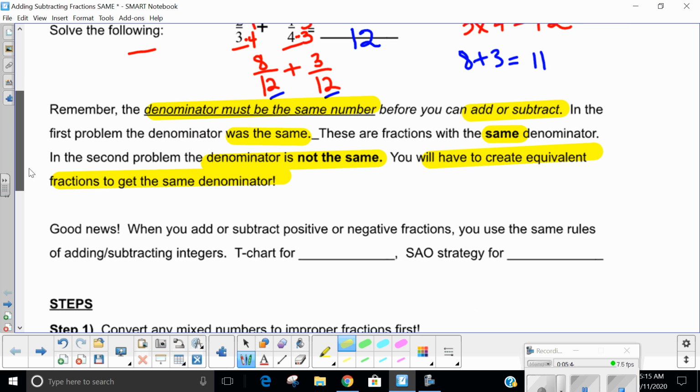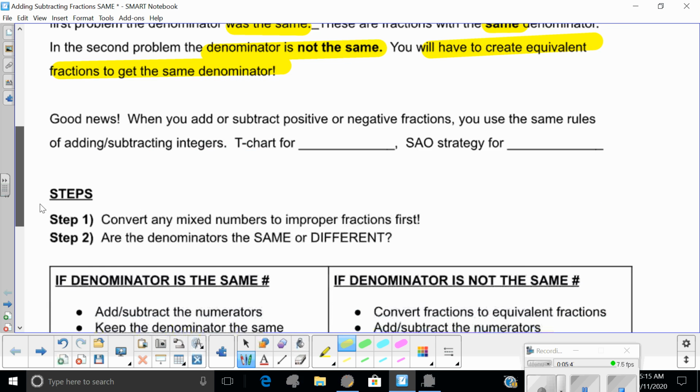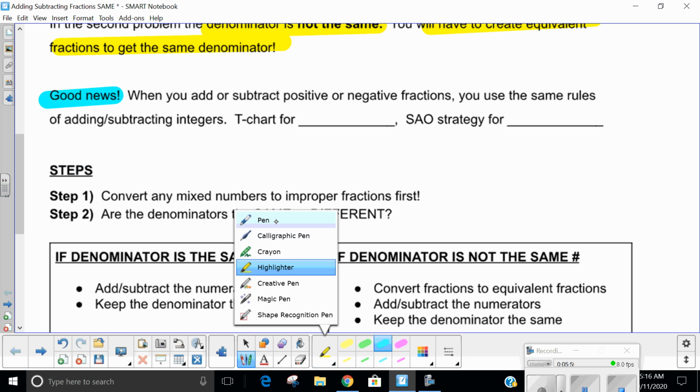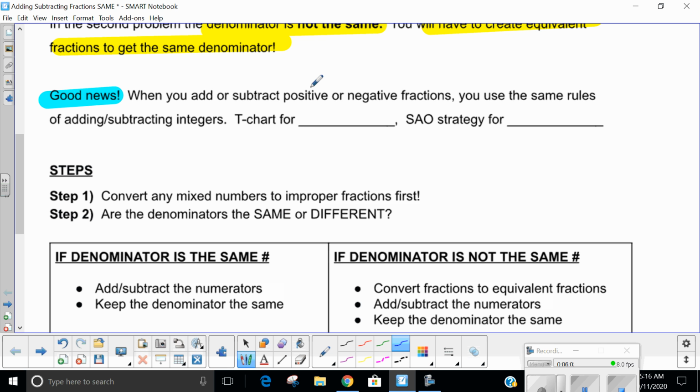Okay, now when we're adding and subtracting, again, the good news here is we get to use the same rules that we've learned all along with our T-chart and our SAO strategy. So remember, the T-chart has that big plus sign in it, right? So we know that we use the T-chart for adding. Oops, sorry about that. Adding. And the SO strategy, because this begins with an S, is for subtracting.